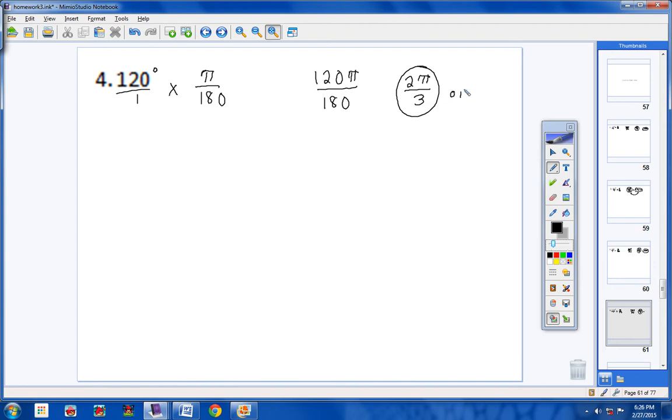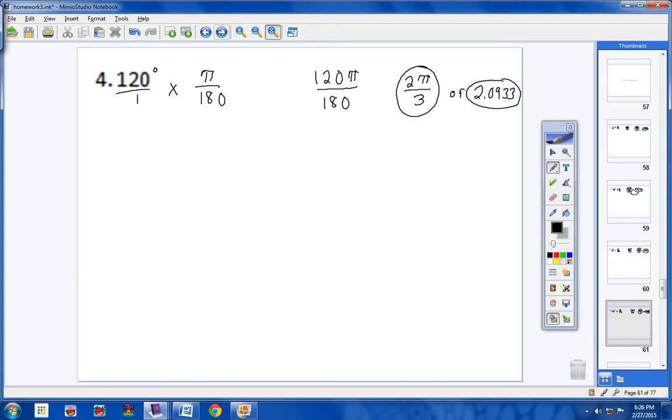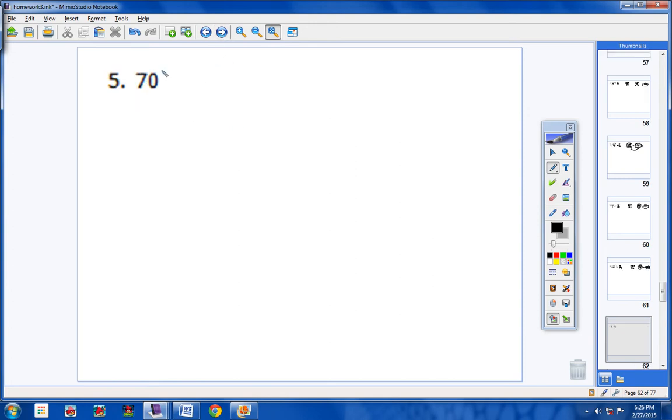And now if we write that as decimal, 2 times 3.14 divided by 3 would give you 2.0933. And that is also in radians. Okay, moving on to number 5, we're going to convert 70 degrees over to radians. Anytime you're converting degrees over to radians, multiply by pi over 180.